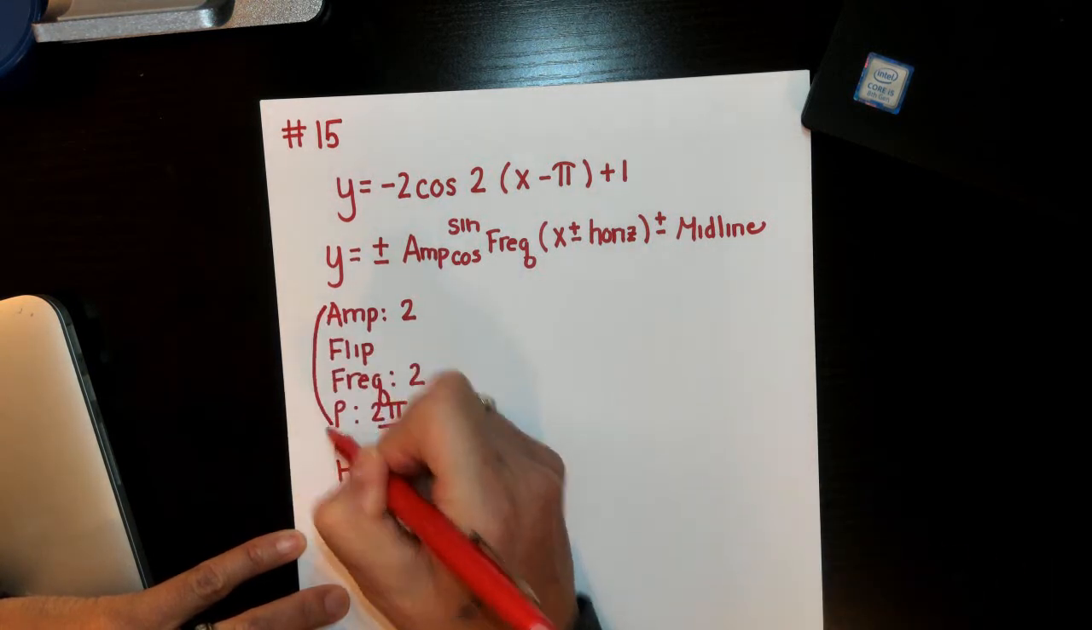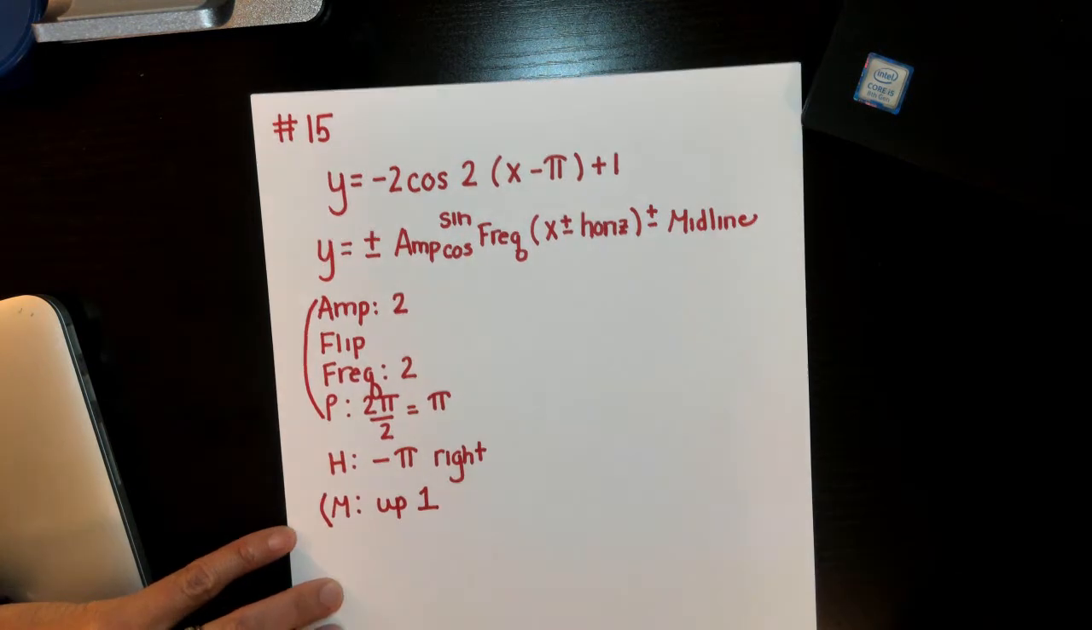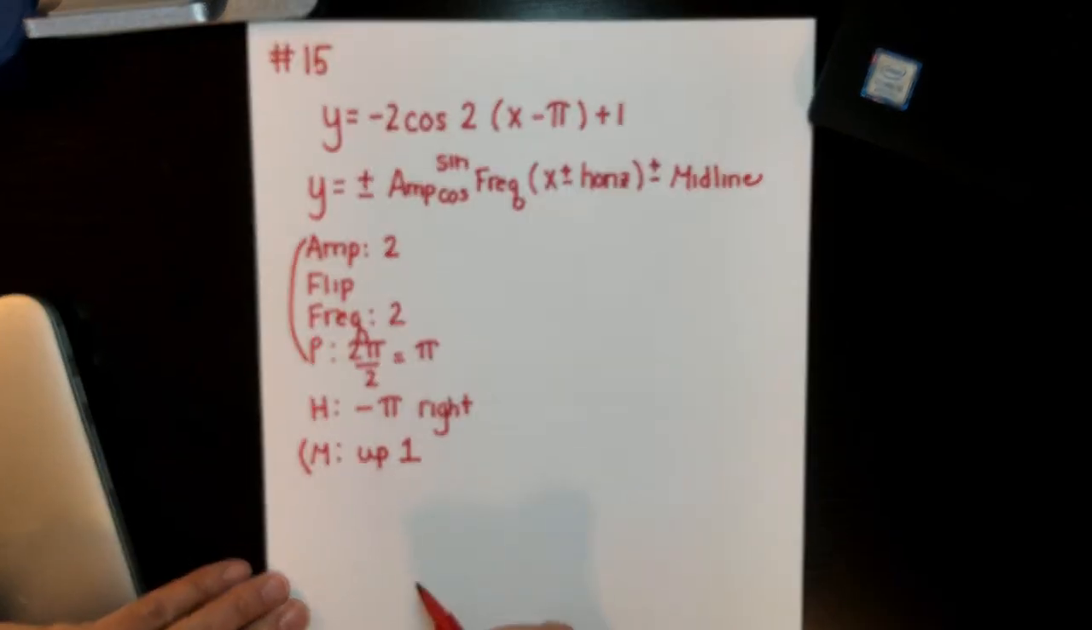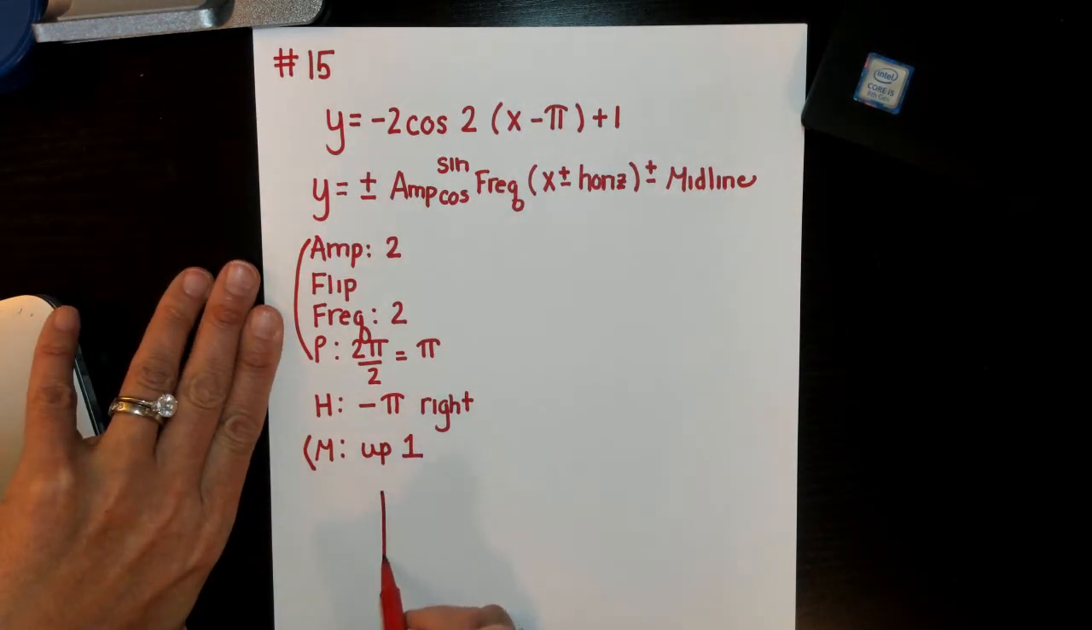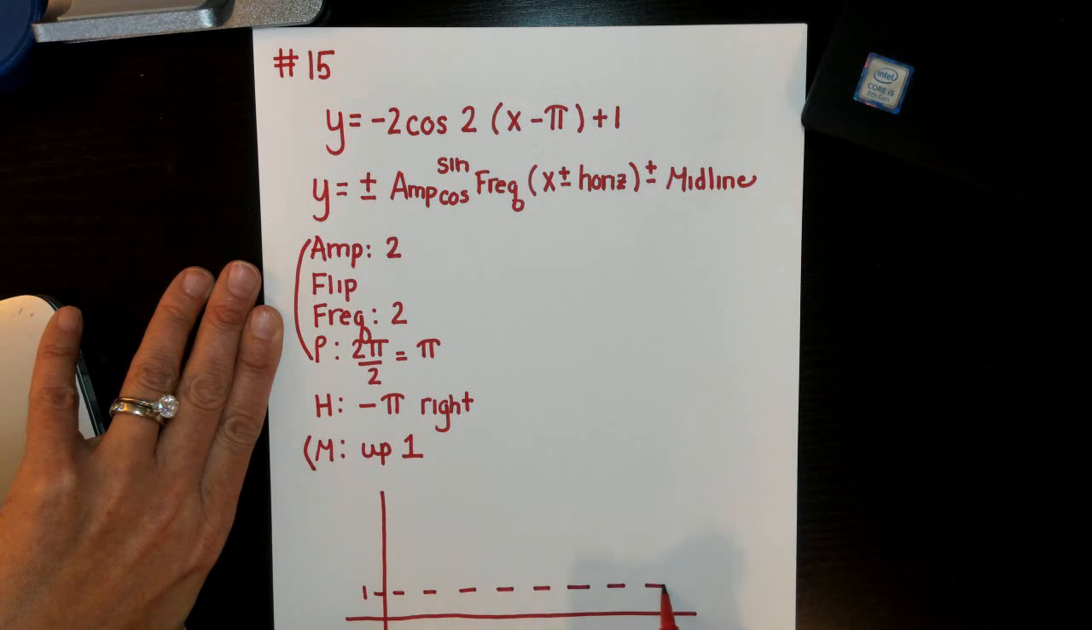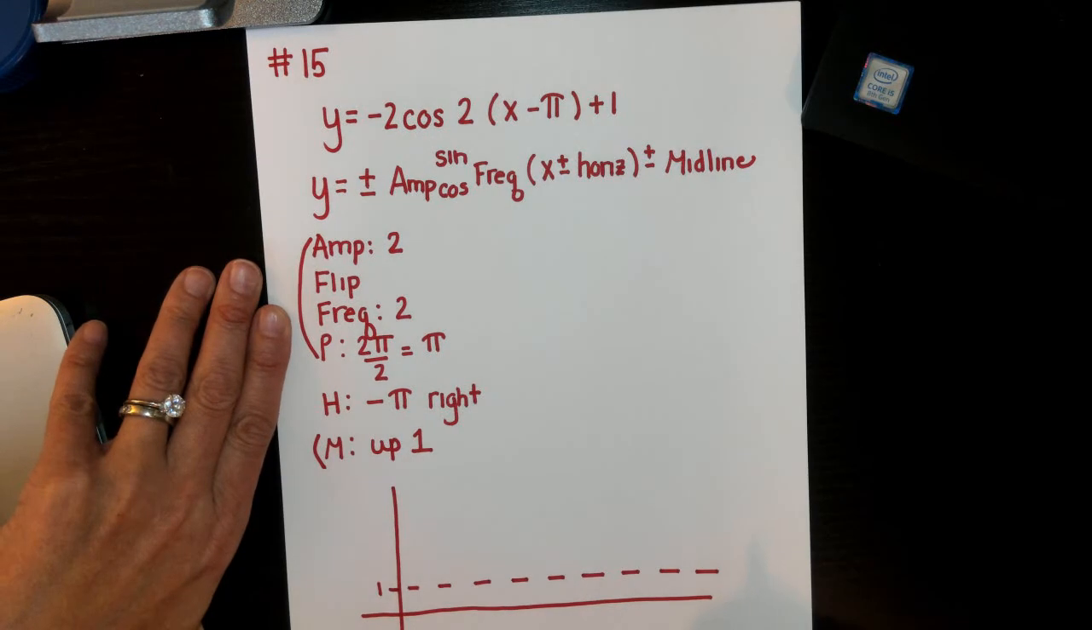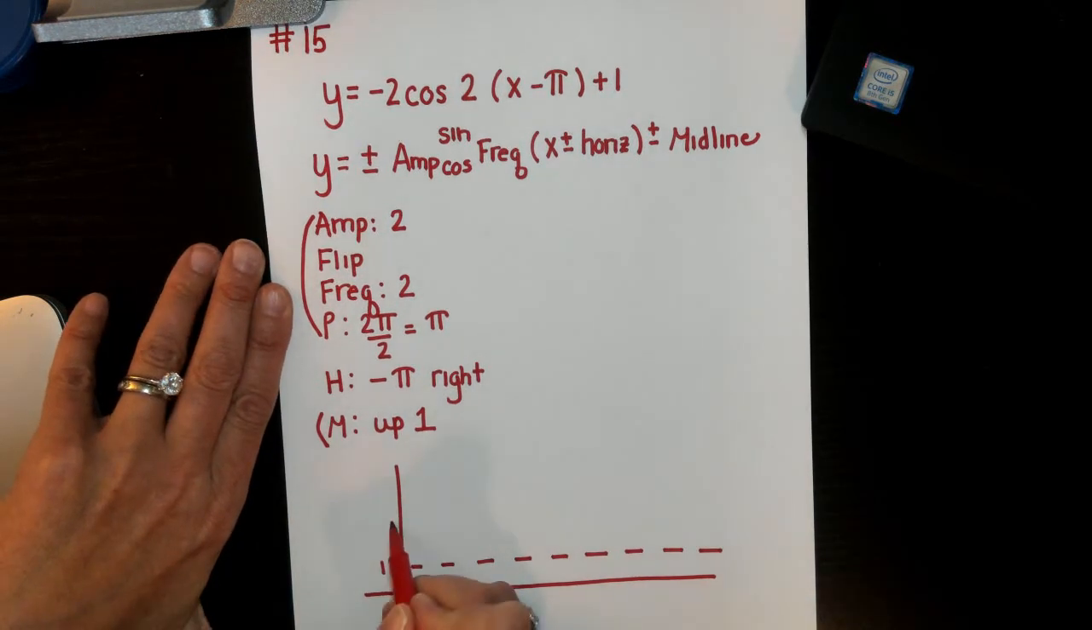So I do everything except for the horizontal shift first in one graph and then move it. So let's see. Our midline is 1. So at my midline, I'm going to put a dashed line because it's changed. From there, I'm going to do my amplitude, which means I go 2 units up from there, which is 3, and 2 units down, which is negative 1.